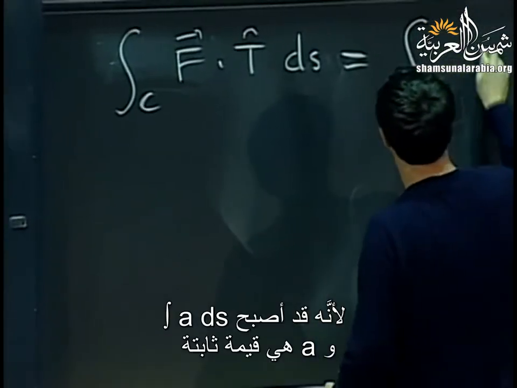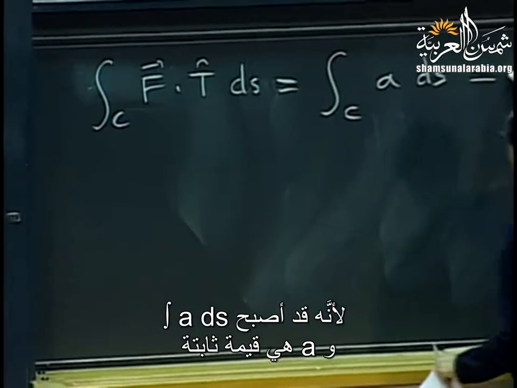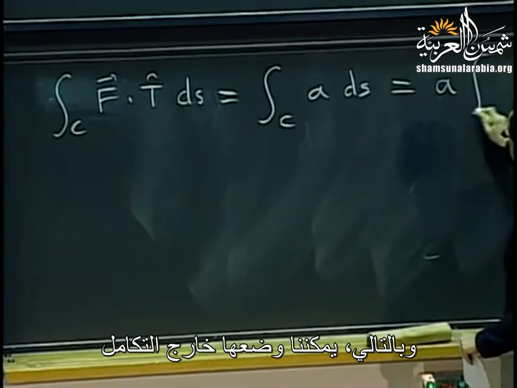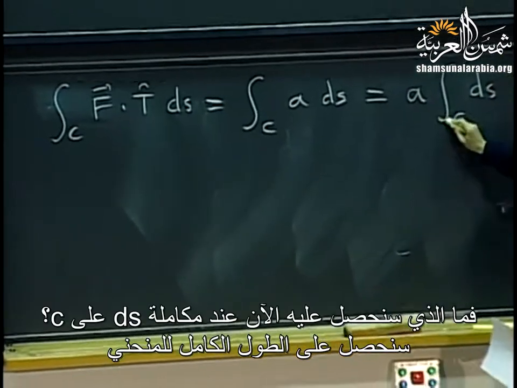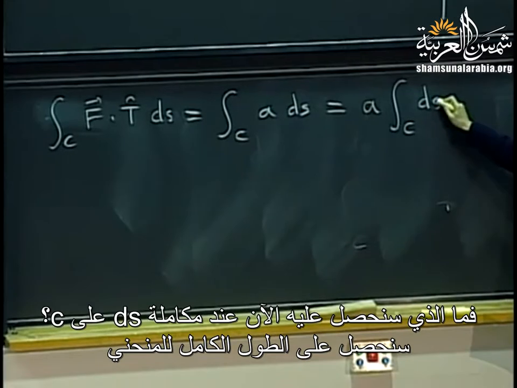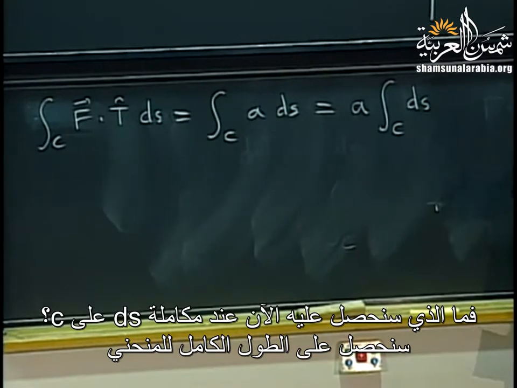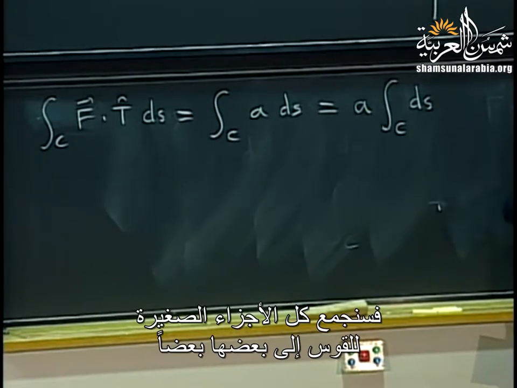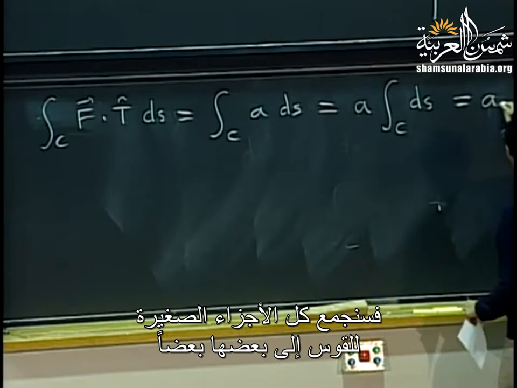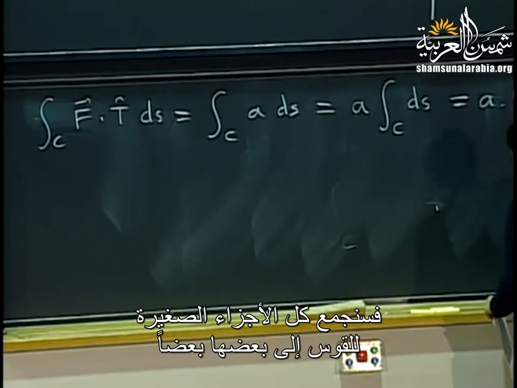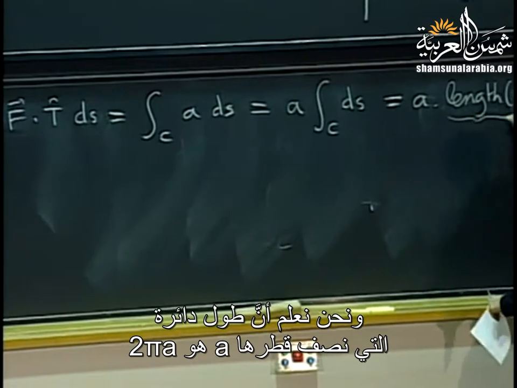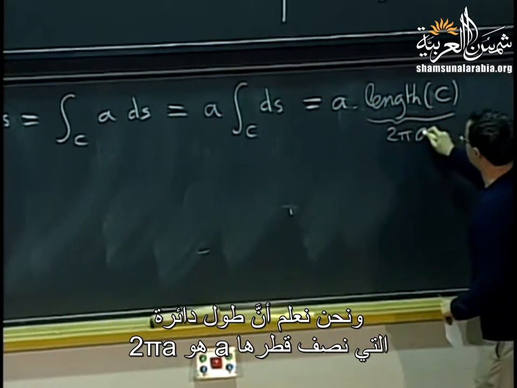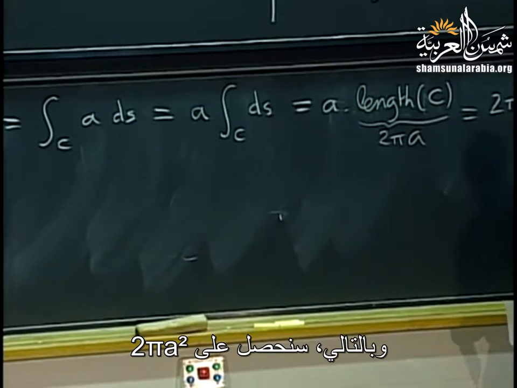Because that becomes the integral of a ds, but a is a constant, so we can take it out. And now what do we get when we integrate ds along C? Well, we should get the total length of the curve, right? If we sum all the little pieces of arc length. But we know that the length of a circle of radius a is 2 pi a, so we get 2 pi a squared.